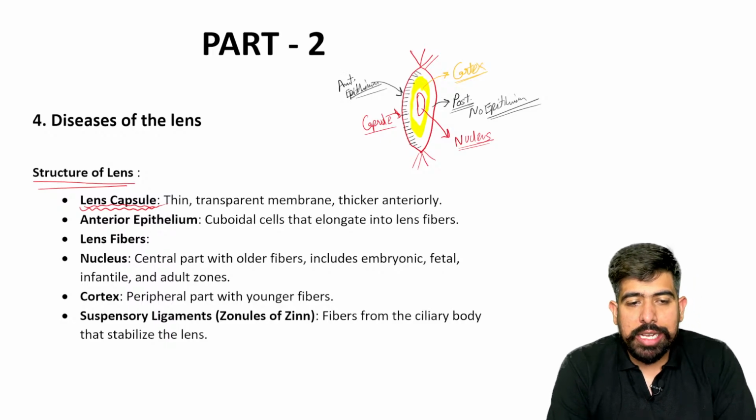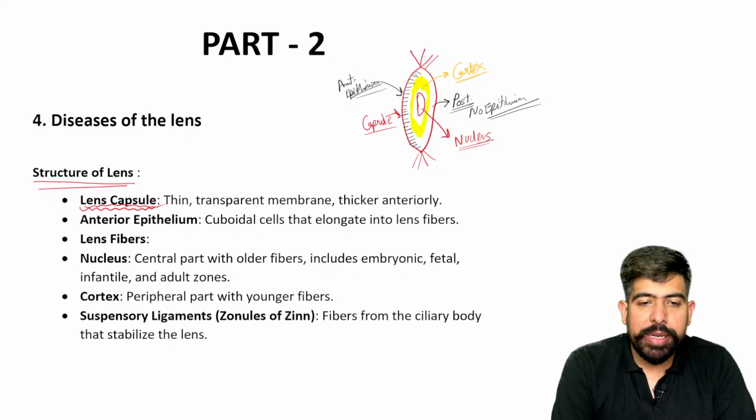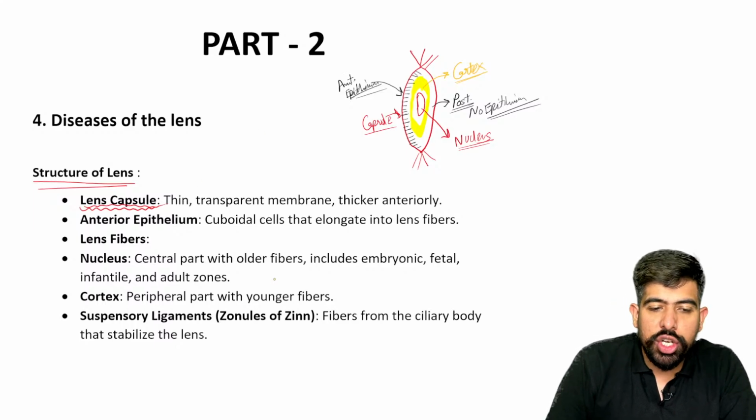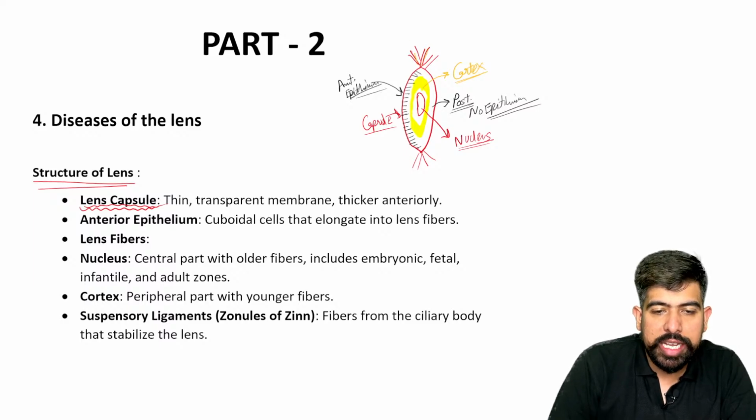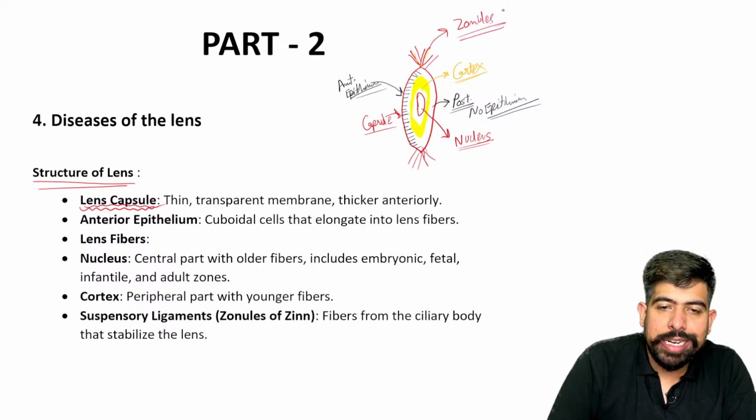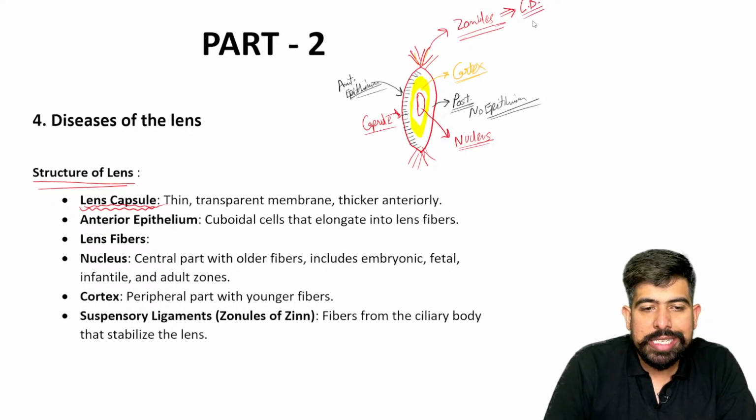Now the last thing we have is the suspensory ligament, also known as zonules of Zinn. These hold this lens, as you can see here. These are connected to the ciliary body. So these are the zonules, or the suspensory ligament. Please remember, it is connected with the ciliary body.